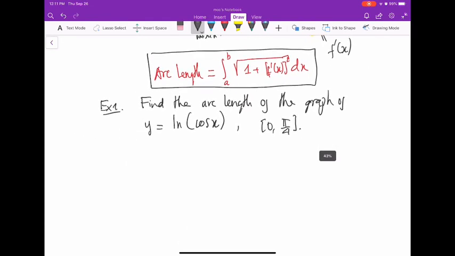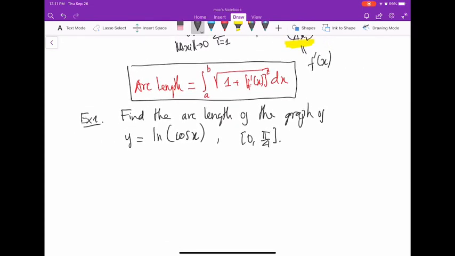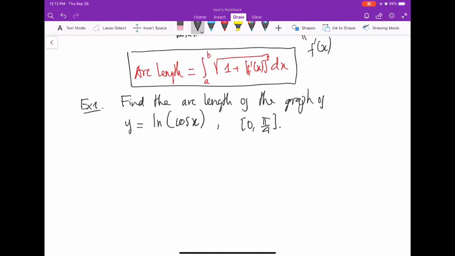Okay, so let's make the graph of this function. I have x in here, I have y in here, 0 in here. We consider this function on 0 to pi over 4. Here's pi over 4, okay? The function at 0 is 0 because cosine of 0 is 1 and ln of 1 is 0.